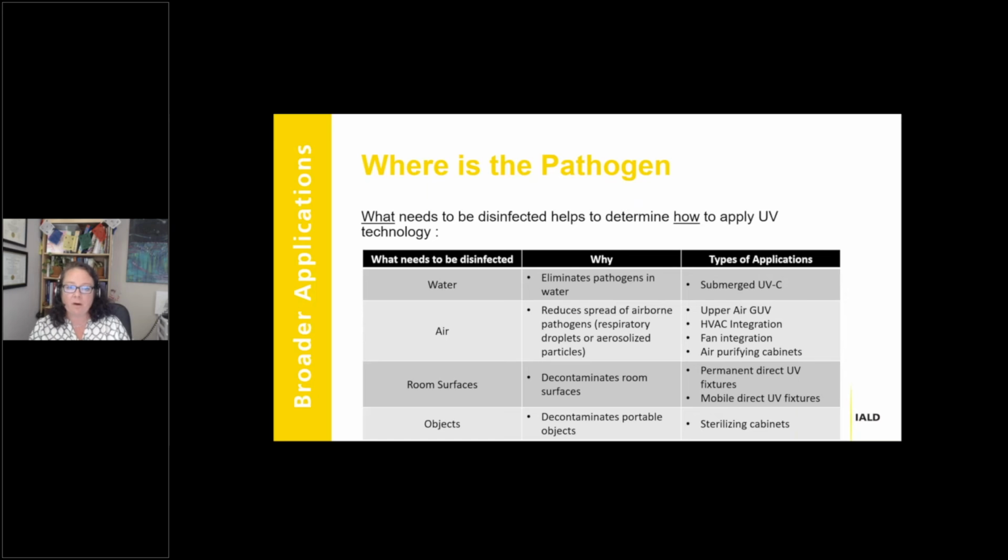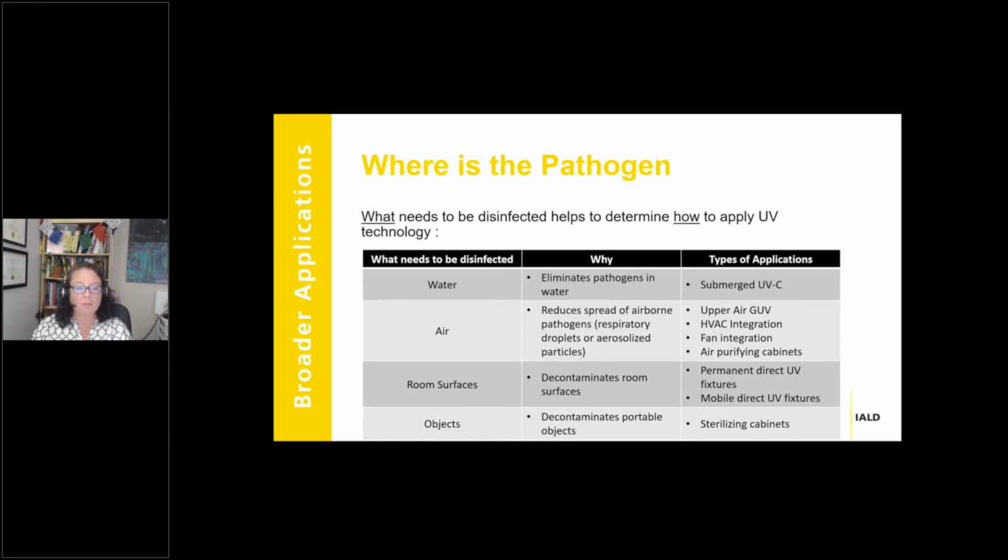As we talked about before, water treatment is a tried and true application for traditional 254 UVC. Typically, this is achieved with submerged UVC sources in water that has been filtered to improve clarity. What about the air? If we're trying to control outbreaks of diseases like COVID-19 or measles or any number of other airborne pathogens, killing or inactivating the pathogens by treating the air is critical. And there are a number of ways this can be achieved.